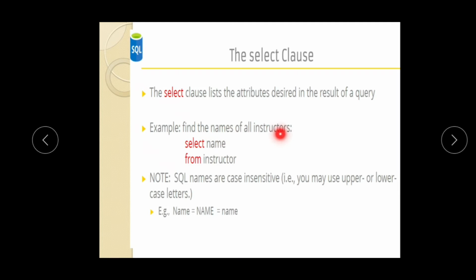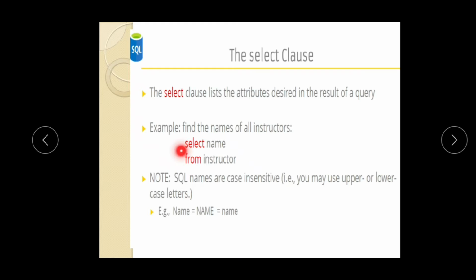Find the names of all instructors. Instructor is a table name, and from that we are going to get the names of instructors. We have a table called instructor, and in that table we have many fields: the serial number, name, salary, and so on. From that we are going to select only the name attribute.